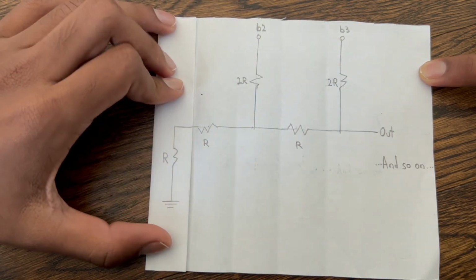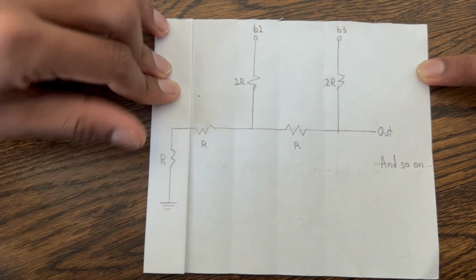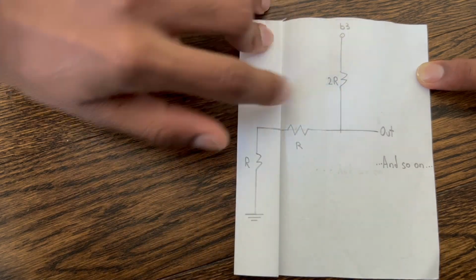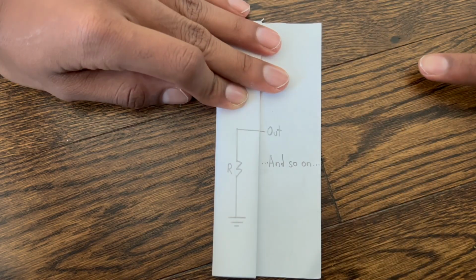We can see a pattern here. No matter how many bits we have, it can always be simplified. Now, these two add to 2R, and then these two R's are simplified into R. And this process repeats until finally the output impedance is simply just equal to R.